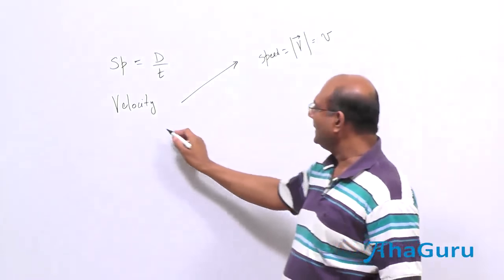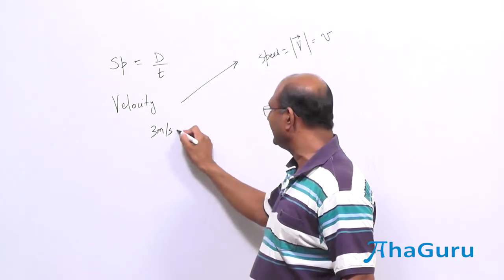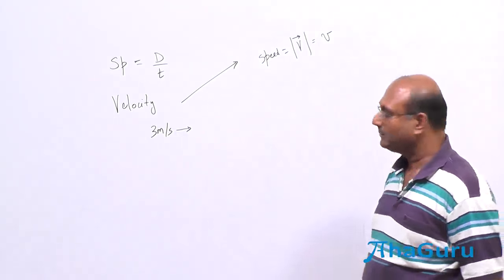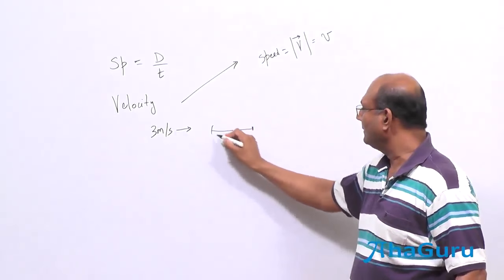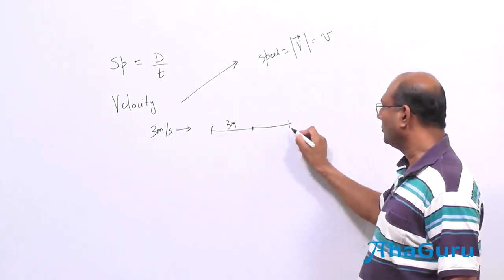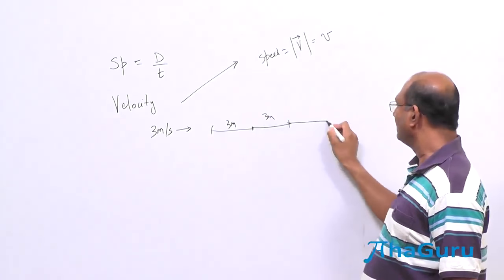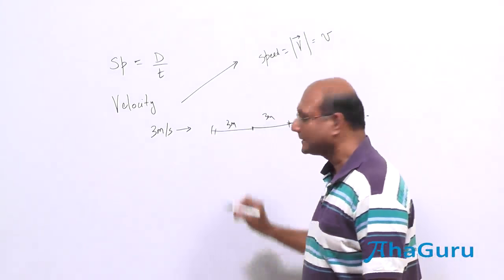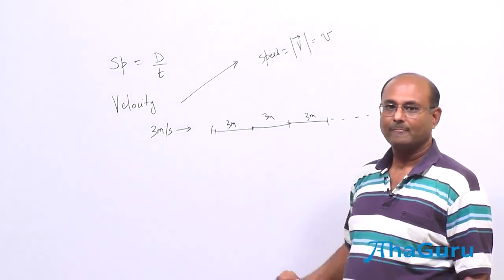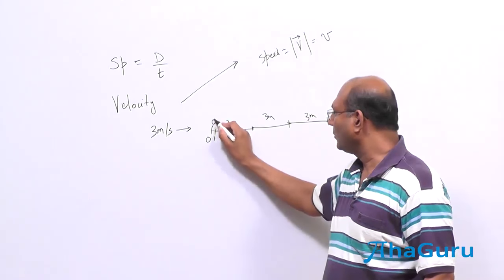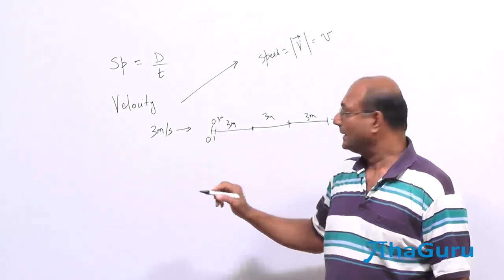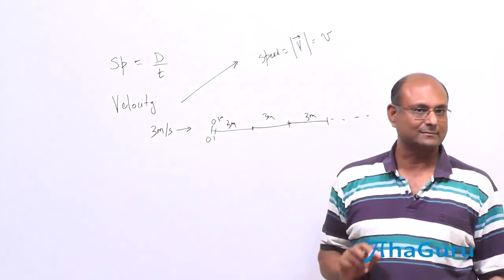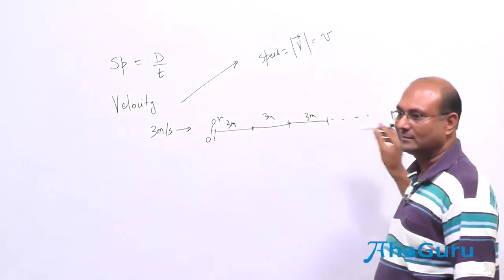What is the velocity of 3 meters per second this way? What does it mean? It means in 1 second you moved 3 meters, the next second you moved another 3 meters, another 3 meters, and so on. What about 0.1 seconds? Well, if you moved for 0.1 seconds, hopefully you moved 0.3 meters. That's the meaning of 3 meters per second. Every second you are moving 3 meters in this direction.